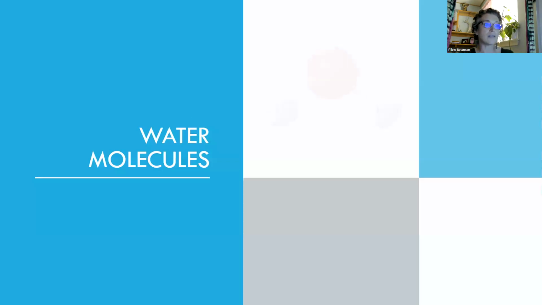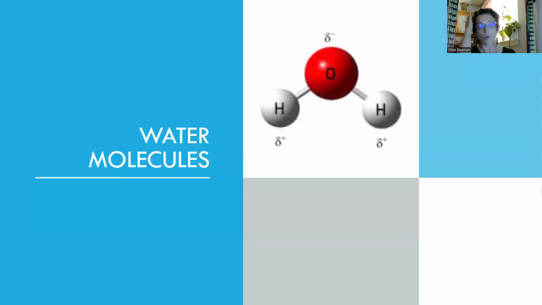Now let's look at the individual water molecules. So water is a unique molecule, as most of us know, H2O. That means it has two hydrogens and one oxygen that create a single water molecule. Water molecules are polar molecules. They have polarity. That means that one end of the molecule has a negative charge, that would be the oxygen, and the other end of the molecule has a positive charge, and that's going to be the two hydrogens.